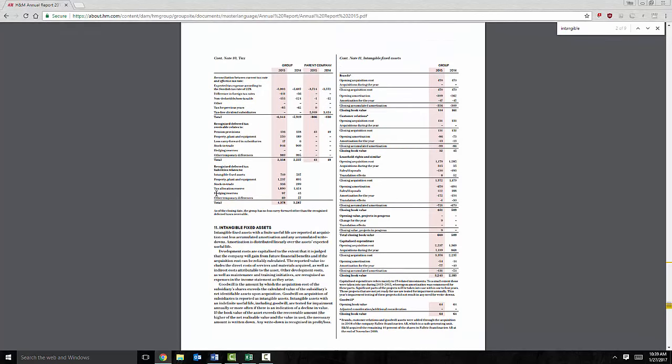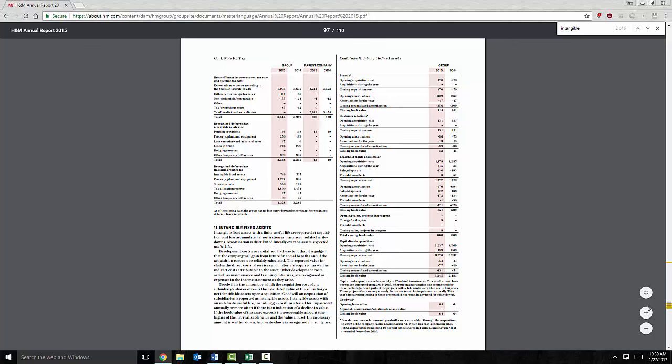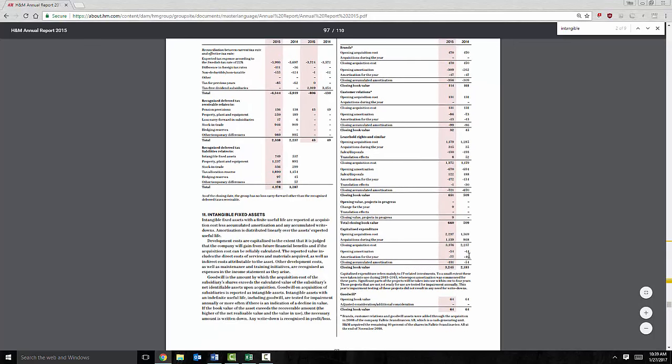And again, usually we would have to go through the entire note, read it through, and try to figure out what is actually happening here. Here we see a very detailed overview of what's happening to the intangible fixed assets. We did know that it was capitalized expenditure that was the big increase based on the information above. And what we're trying to do now is figure out why this has occurred.